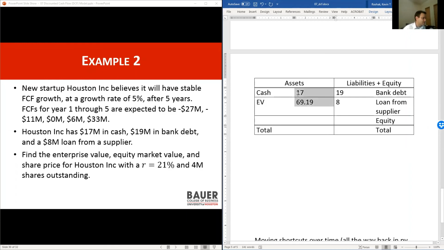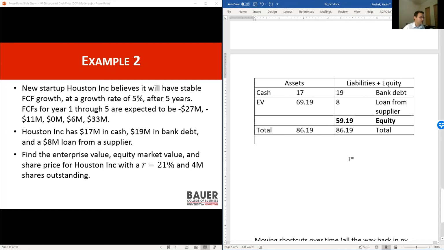And then we don't know anything about the equity. But we can add up the assets. All we have are the cash and the enterprise value. So the total value of those things, if you add them up, is going to be 86.19. That's the value of all the assets. The balance sheet identity means that 86.19 is also the value of all the debt and the equity. Therefore, what's left, we don't know what the equity is worth. We're going to figure that out. The equity must be worth 59.19.